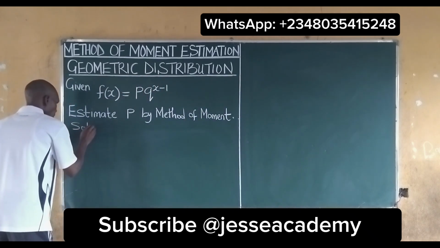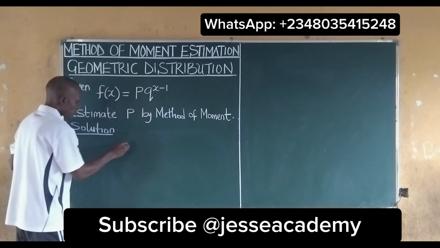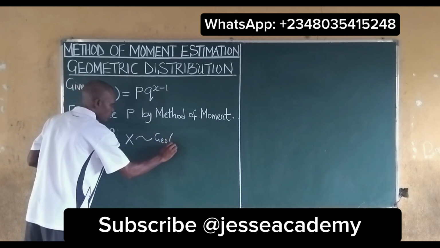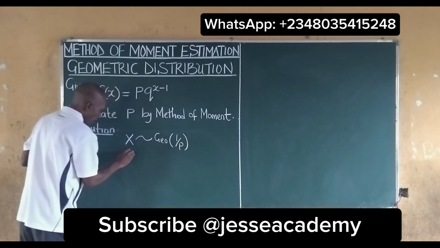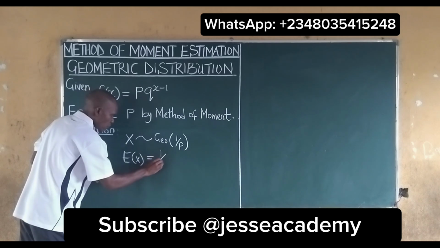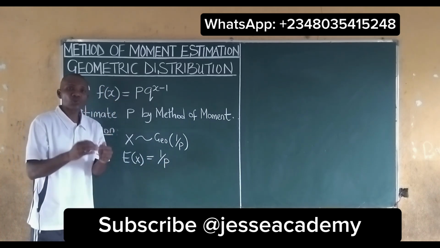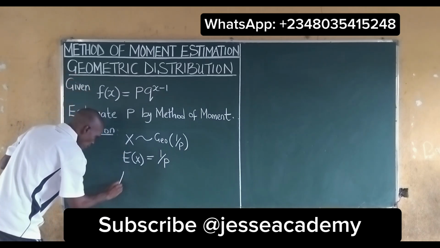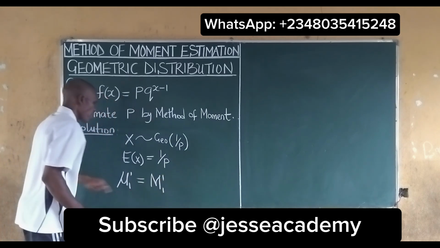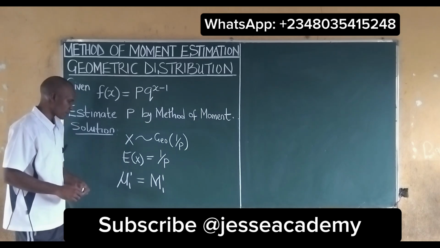Solution. We should note that for the geometric distribution, X follows a geometric distribution with parameter p. It then means that the expected value of X is equal to 1 over p. And for the method of moments, the solution gives you that the population mean must be equal to the sample mean. When you have this, you have the solution of the method of moments.